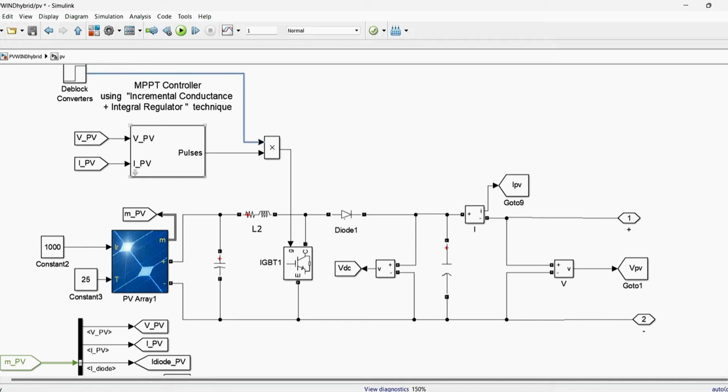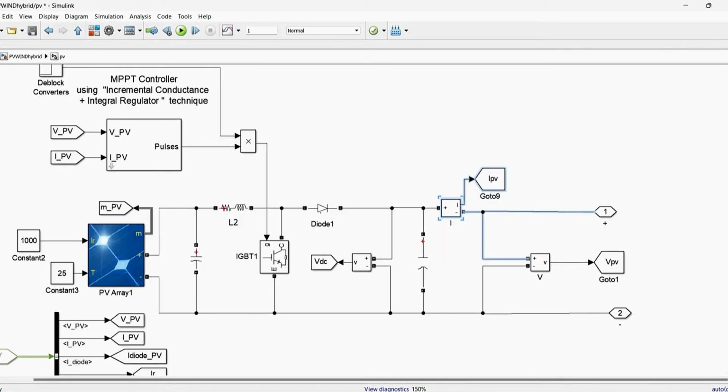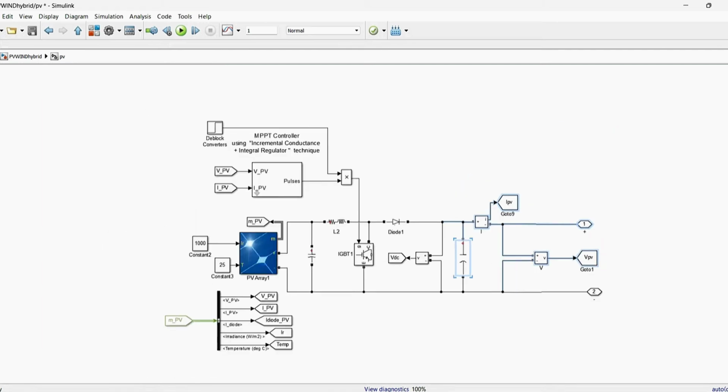This takes the voltage and current of the PV and gives the pulses to our boost converter, and after that it goes to a storage capacitor. Here we are taking the voltage and current measurements to measure the current and voltage. These are the PV values: voltage of the PV, current of the PV, irradiation and temperature. These are the measurement blocks of our solar system.